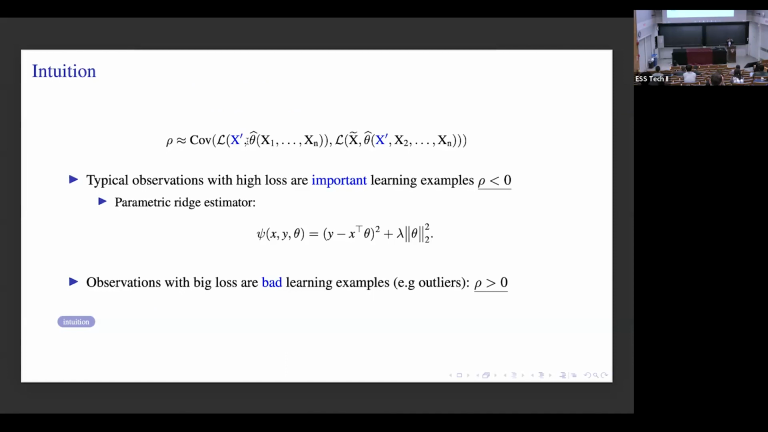So this, for example, is what happens with the parametric ridge estimation framework. Learning examples on which you suffer an important square loss will help to counterbalance the penalization and will be important learning examples. And so in that case, doing K-fold cross-validation is more helpful than we would hope for it to be. We're in the setup where Rho is negative and the world is beautiful. If, however, observations on which I tend to suffer an important loss are bad learning examples, for example the outliers, then Rho would tend to be positive.